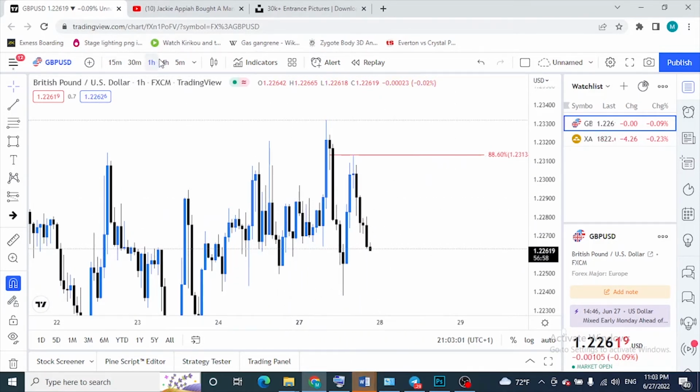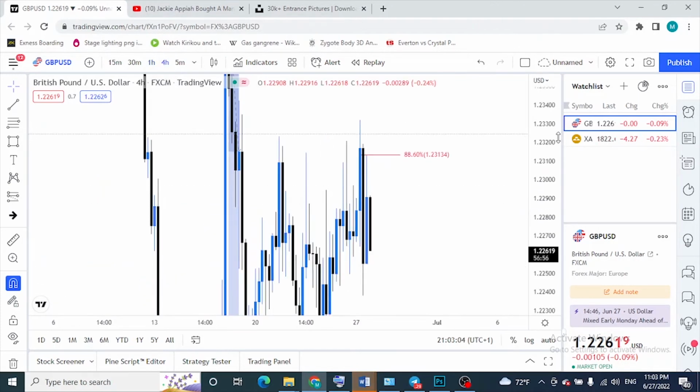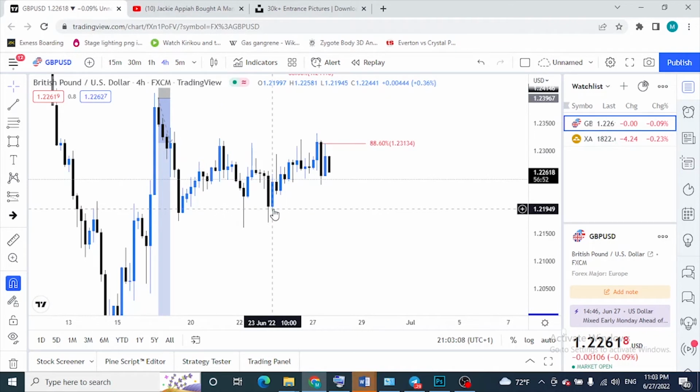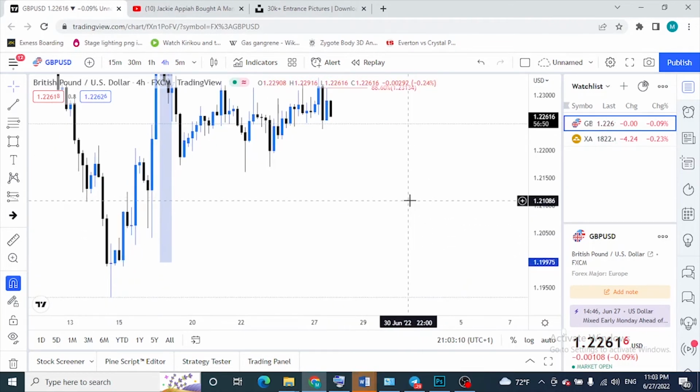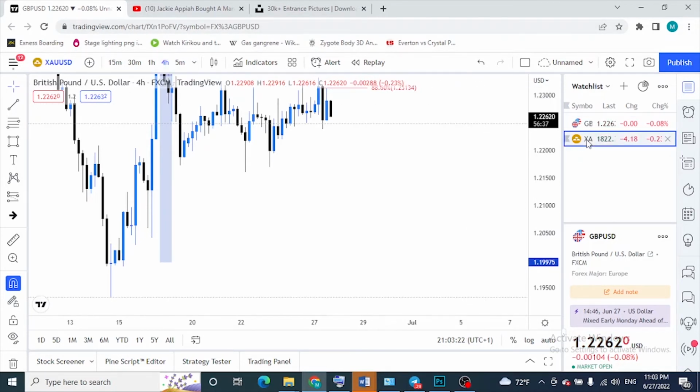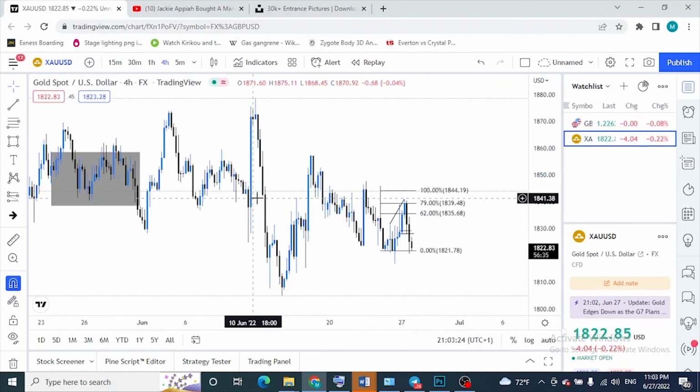Targets, once again, I'm running my targets to the nearest order block on the 4-hour time frame. That would have been here if I want to be very open about my profits, right here again. So yes, that's it for imbalance areas for this particular GBP USD trade. For gold too, I did the same.